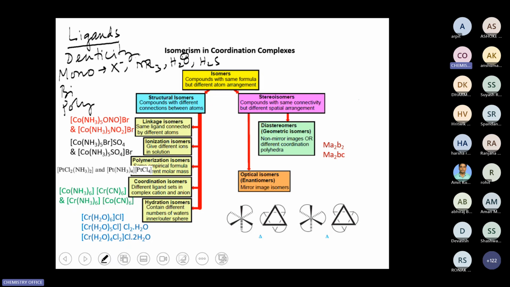We know water has two lone pairs of electrons over oxygen, and that can be donated easily to a metal ion. So these are called monodentate, because the donor atom is only one: oxygen. In thiols or sulfides, it is sulfur. In amines, it is nitrogen. In phosphines, it will be phosphorus. There will be only one donor atom. Similarly, in halides, there is only one donor atom.